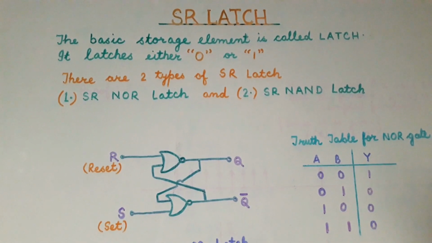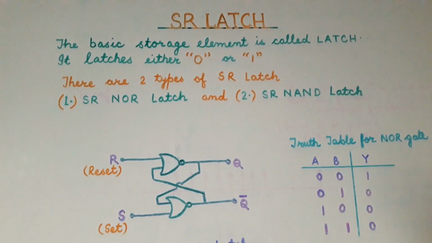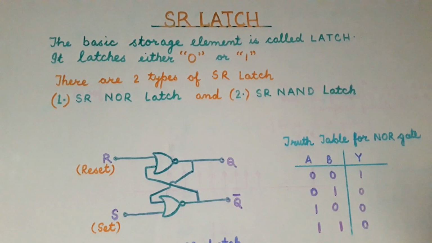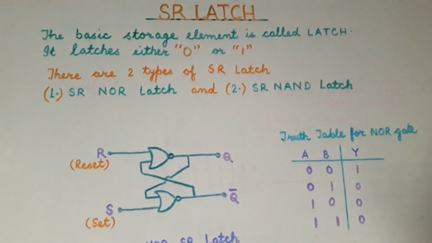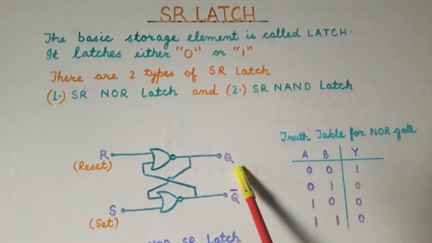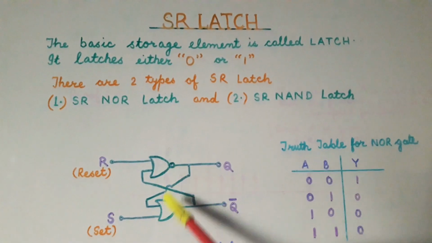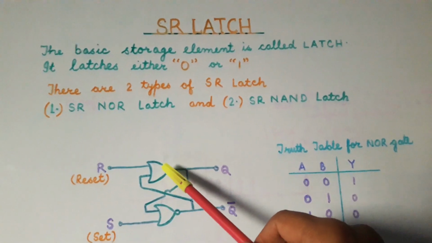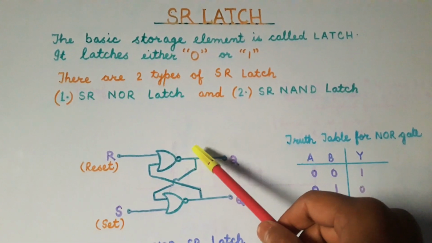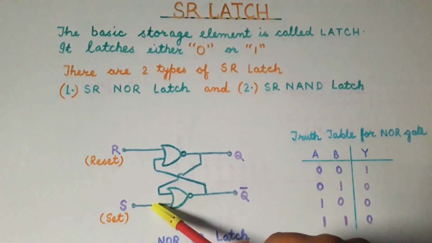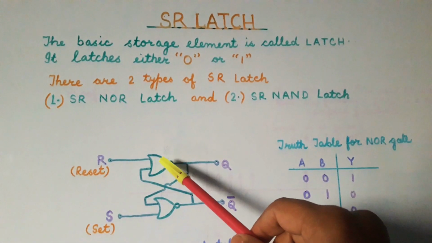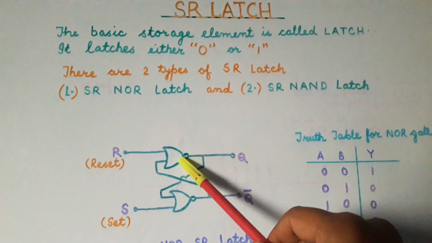In this presentation, we will study SR latch. The SR latch can be constructed either by using NOR gates or by using NAND gates. First we will consider the SR NOR latch. So this is the circuit of the SR NOR latch. Here we find that there are two NOR gates and the output of the first NOR gate is input to the second NOR gate. Similarly, the output of the second NOR gate is input to the first NOR gate.